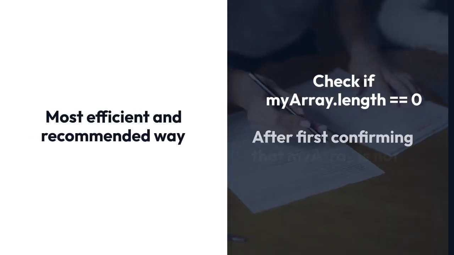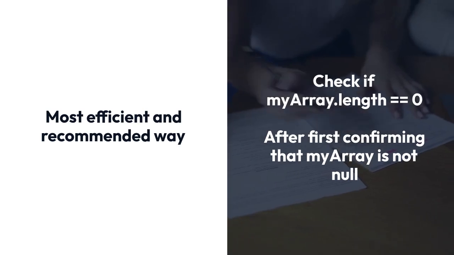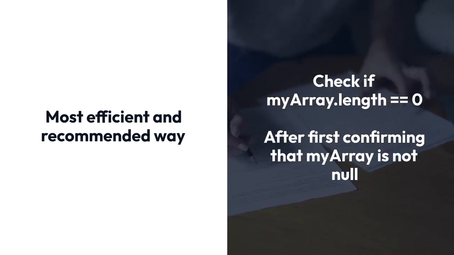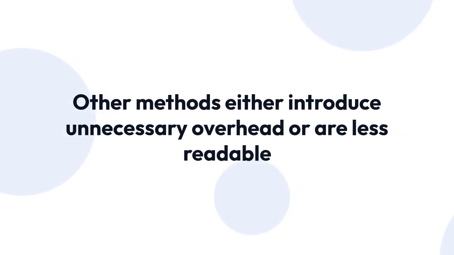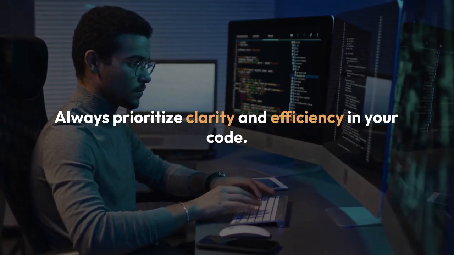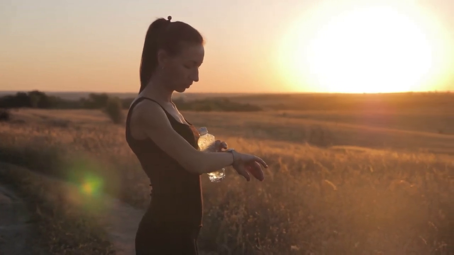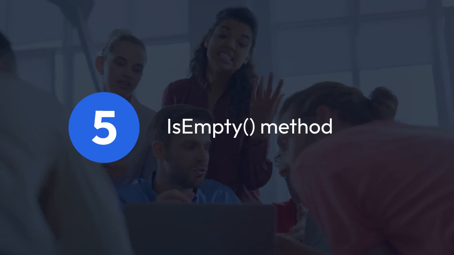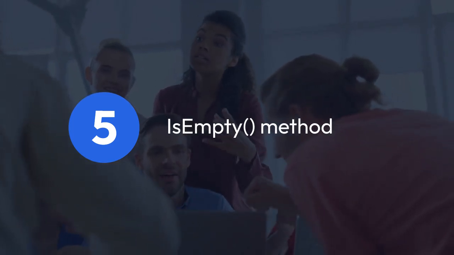In summary, the most efficient and recommended way to check if an array is empty in Java is to check if myArray.length equals 0, after first confirming that myArray is not null. While other methods exist, they either introduce unnecessary overhead or are less readable. Always prioritize clarity and efficiency in your code. Remember to always handle the possibility of a null array to prevent runtime errors. The isEmpty method is useful only if you're already using a list, or convert the array into one, which isn't always the most efficient approach for simply checking emptiness.